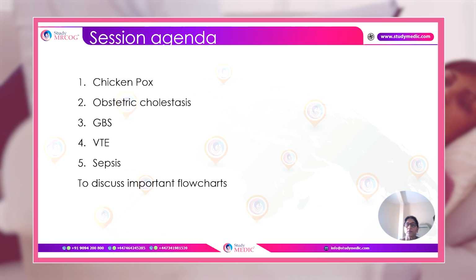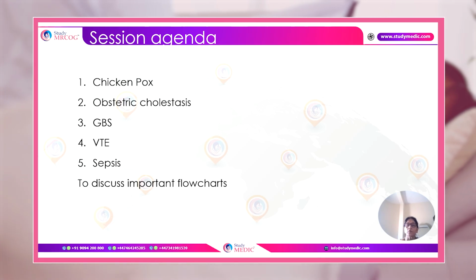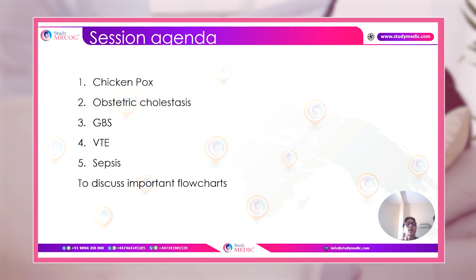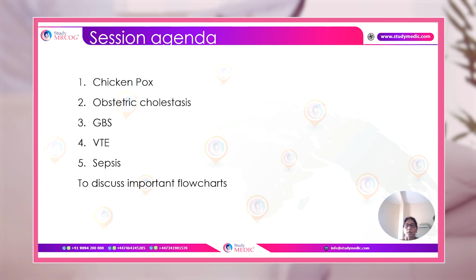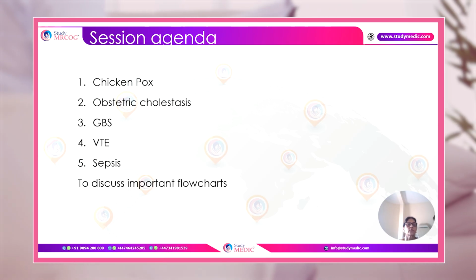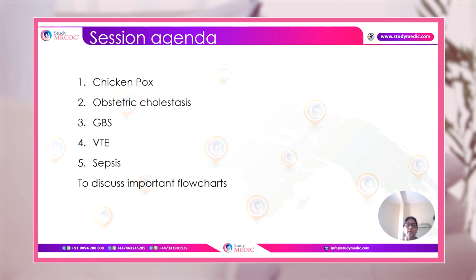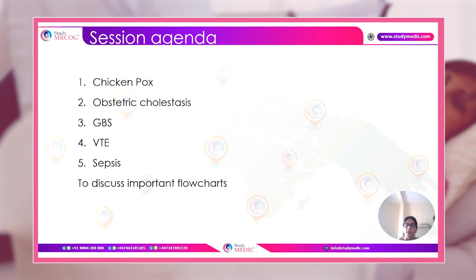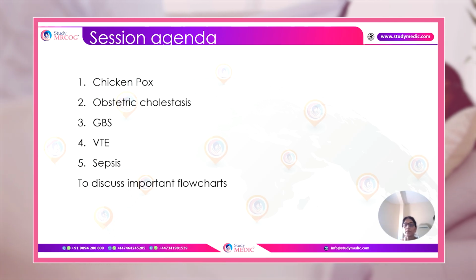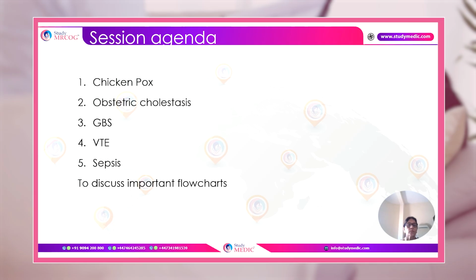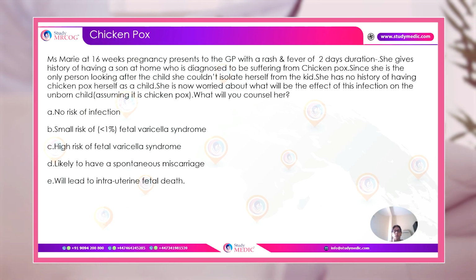In this video, we are going to be seeing important flowcharts from chickenpox, obstetric cholestasis, GBS infection, venous thromboembolism, and sepsis. The concept is that there are a lot of flowcharts or diagrams in the guidelines, and we want to discuss these with you. So let us first begin with chickenpox.